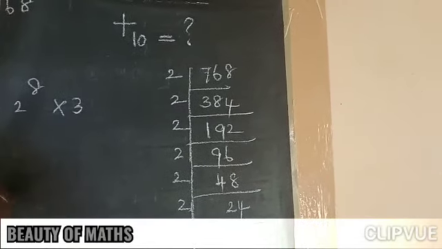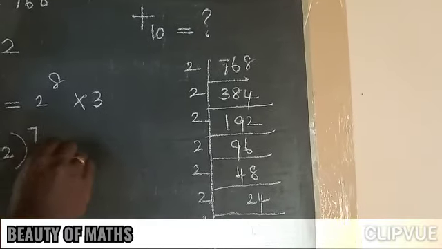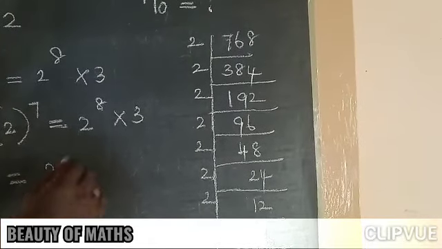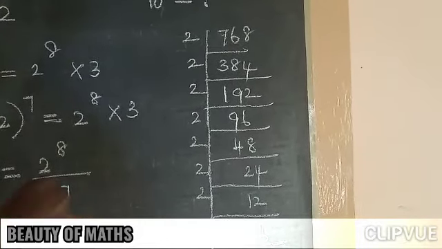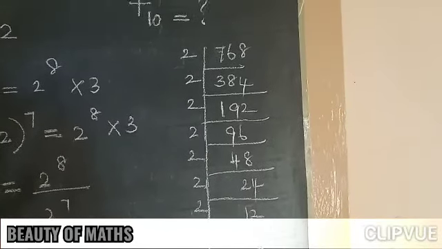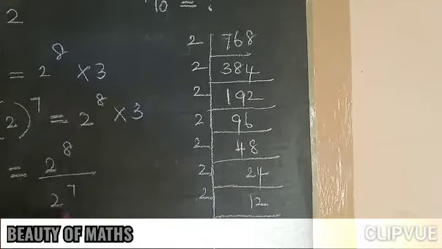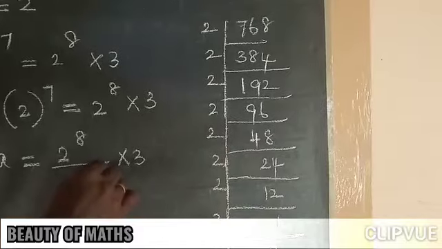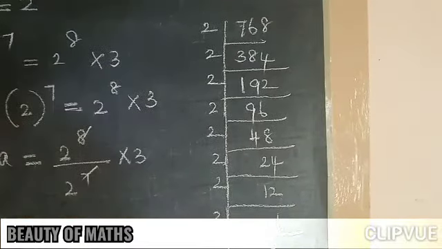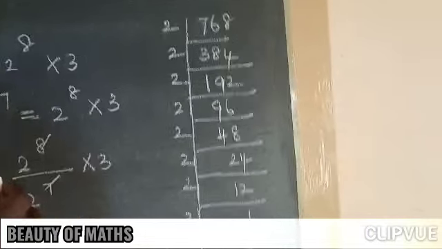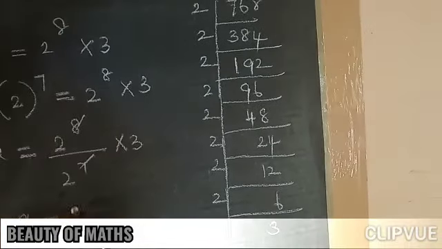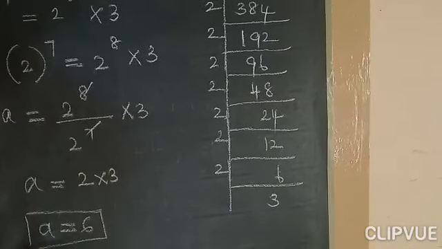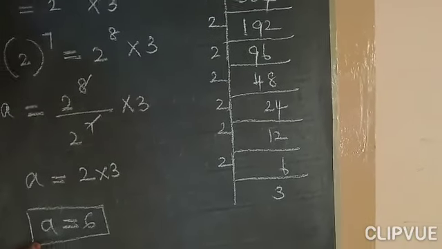So A into R value 2, 2 power 7, is equal to 2 power 8 into 3. So A is equal to 2 power 8 divided by 2 power 7, into 3. So this 2 power 7 cancels. So A is equal to 2 power 1 into 3, which is 6. So the first term of this GP is equal to 6.